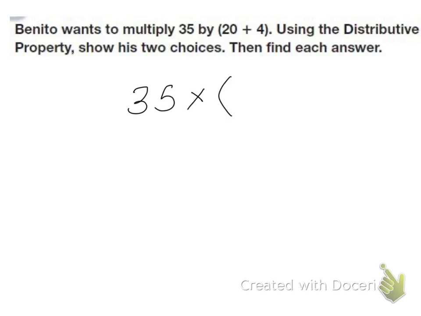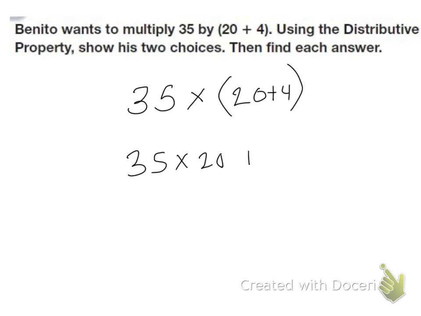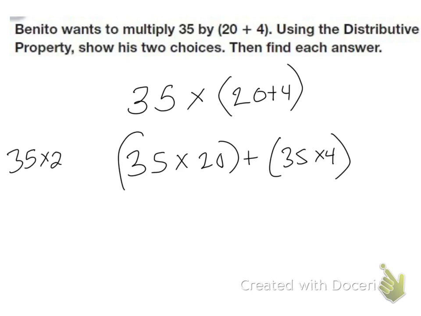So it's 35 times 20 plus 4. One way is I can find the sum first, which is 24, and then multiply 24 times 35. The other way I can do this is 35 times 20 plus 35 times 4. Okay, so these are the two ways he can do it. He can do that, or he can do 35 times 24. Let's go ahead and solve for these problems.